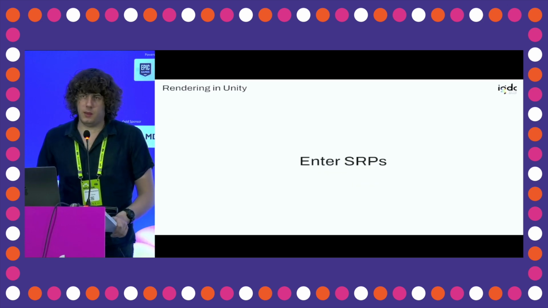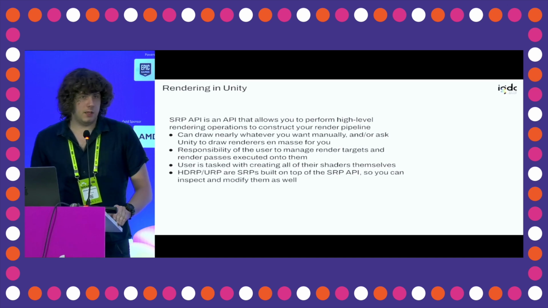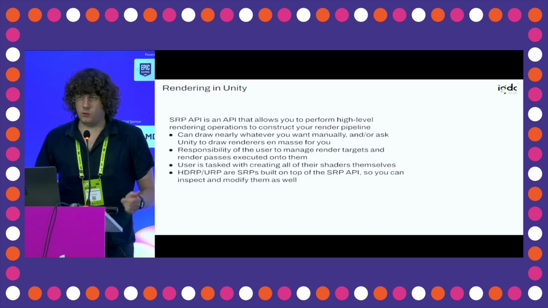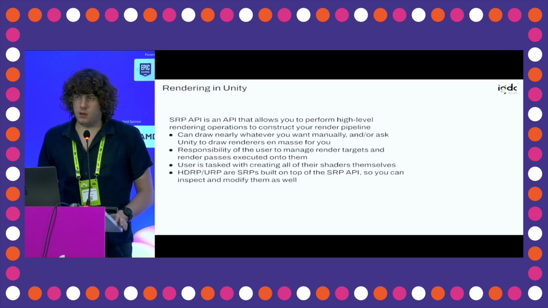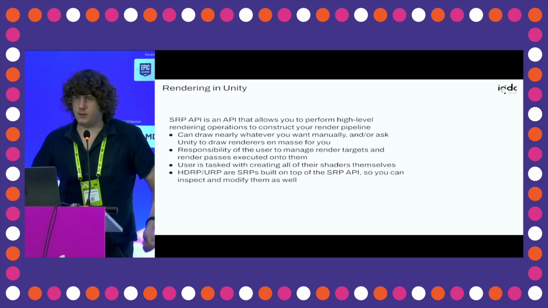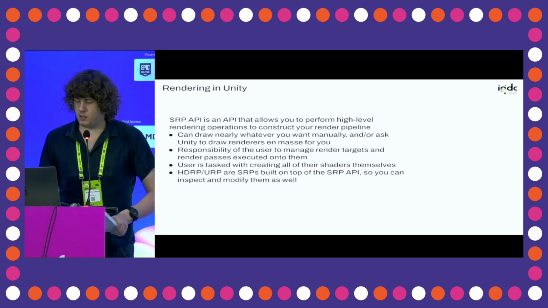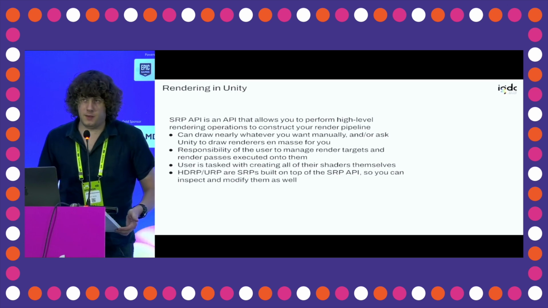It solves this with the SRP API. So what is the SRP API? It's a C# API in the Unity engine that you can use to describe and drive your render pipeline. And Unity will use that to render your game. So now it's fully the responsibility of the user to author how Unity manages its resources, render targets, how it binds and renders to them, and it's also the responsibility of the user to author shaders themselves. As an example, HDRP and URP are both SRPs that are made through the SRP C# API.